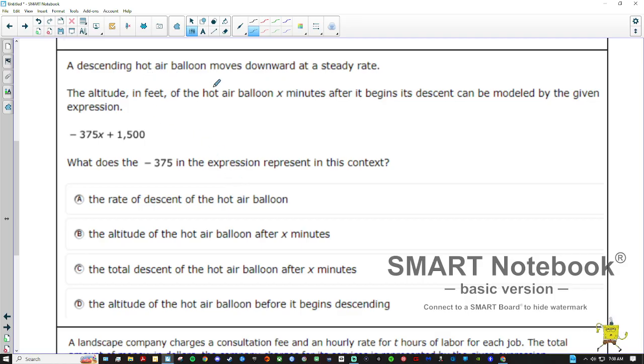A descending hot air balloon moves downward at a steady rate, okay? The altitude in feet of the hot air balloon X minutes after it begins to descend is modeled by the given equation. So here's our slope, okay? X is our minutes, and this is our starting height, our B value. So it's asking us, what does the negative 375 represent? Okay, this is how many feet it's descending, the rate of descent, okay?